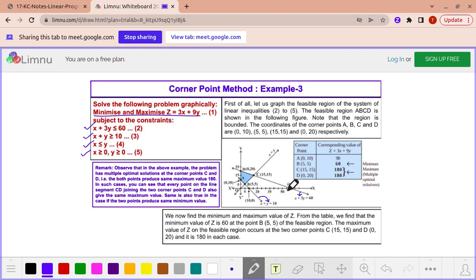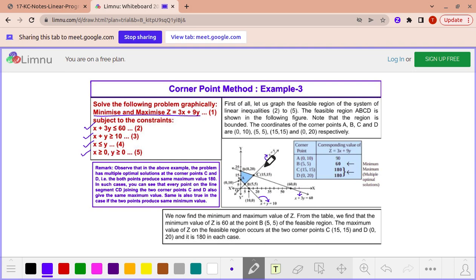Next one is that x less than or equal to y. For that we have first drawn x equal to y. So that is x equal to y. So x less than or equal to y should be all the left hand region with respect to the straight line x equal to y. And then x greater than or equal to 0 and y greater than or equal to 0 is quite obvious because it is all the positive values of x and y.